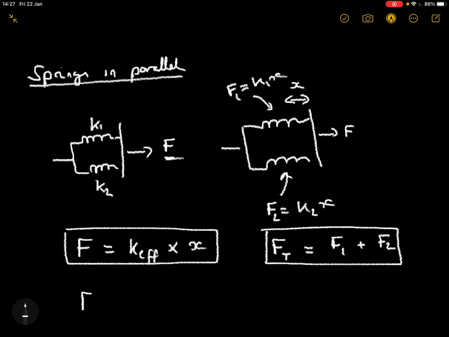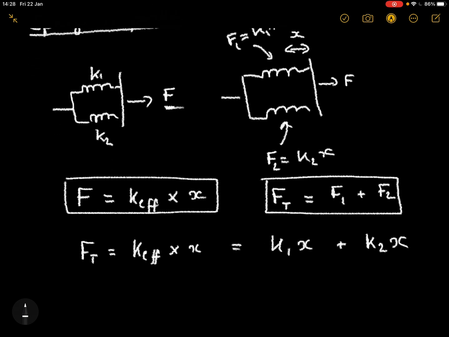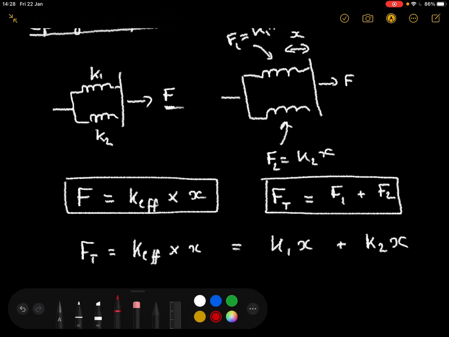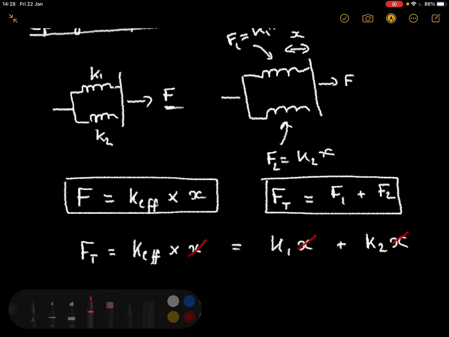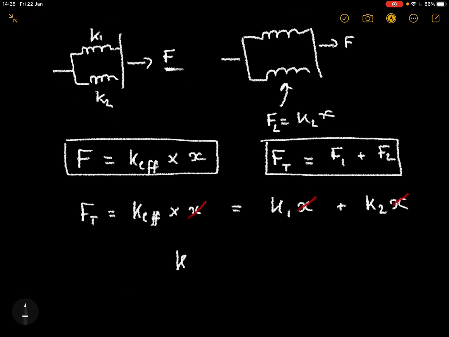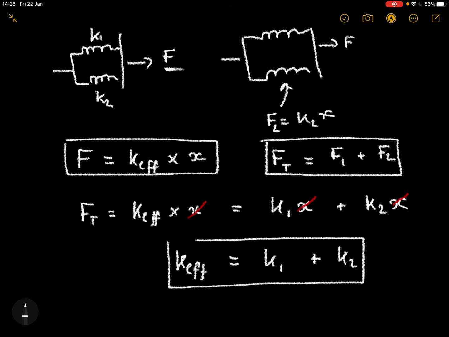And we can just therefore compare the two. So we can say that the total force has to equal the effective spring constant times the extension, which is also equal to F1, which is K1X, plus F2, which is K2X. Given that the X's are all the same, we can just cancel them out because there's an X on each part. So we end up with the effective stiffness is the sum of the individual stiffnesses.